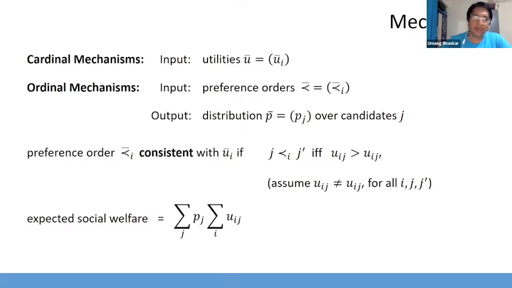Given a preference order and a vector of utilities, this is just what you think it says. It says that agent i prefers j to j prime if and only if its utility for j is strictly larger than its utility for j prime. And I'm going to make the simplifying assumption that there are no ties for a voter, just to keep life simple.